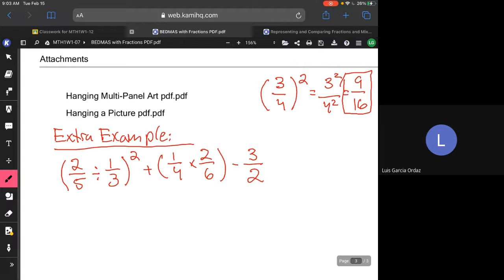So here you have division, so you would do your division first, and then you would put the exponent to both numbers. So for the first one, do your division first before you do the exponent. I'm going to give you guys a couple of minutes to just work on that.